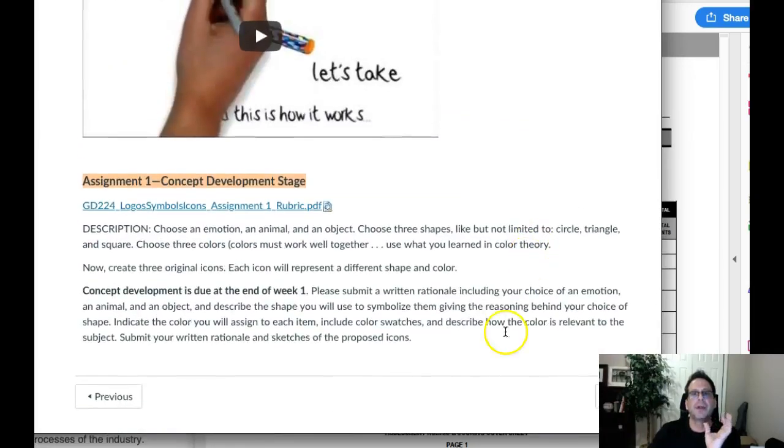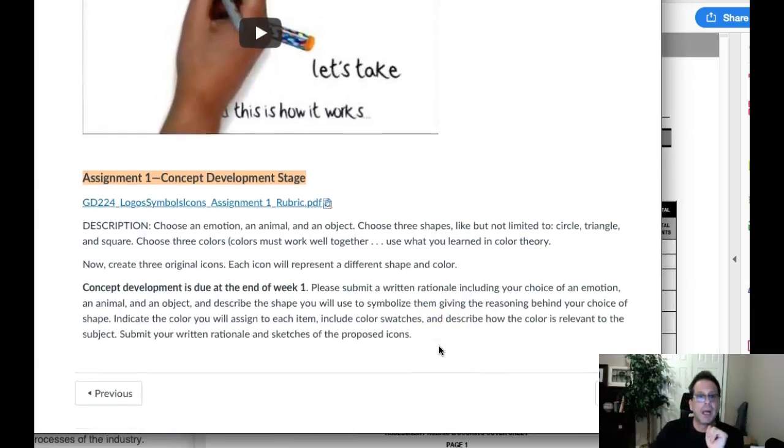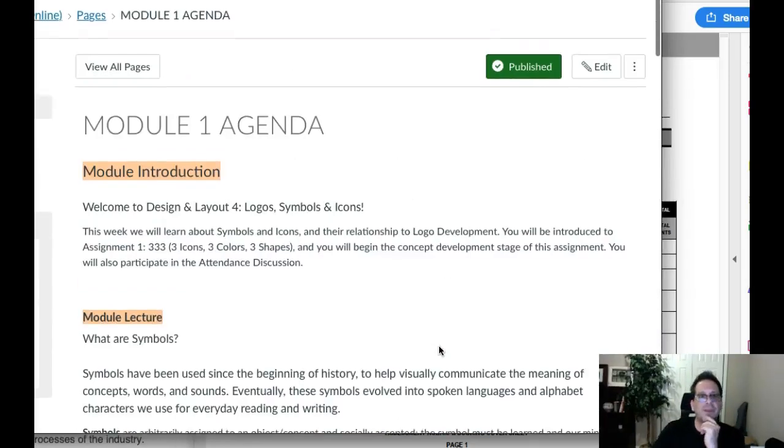And then in your written rationale, you're going to describe everything I just described, and you're going to use it accordingly. Okay, that's what I have for this module 1, guys.